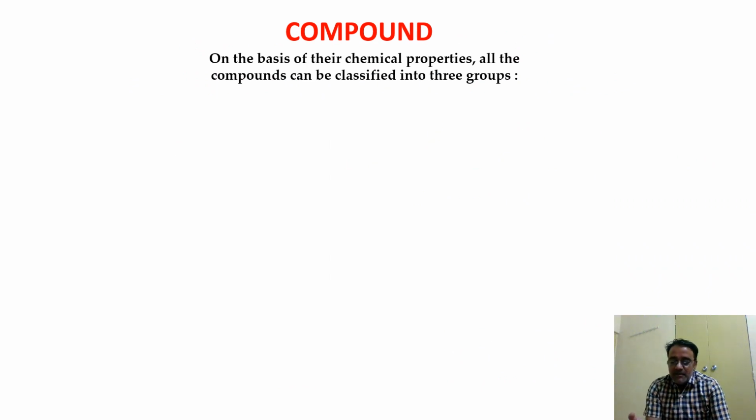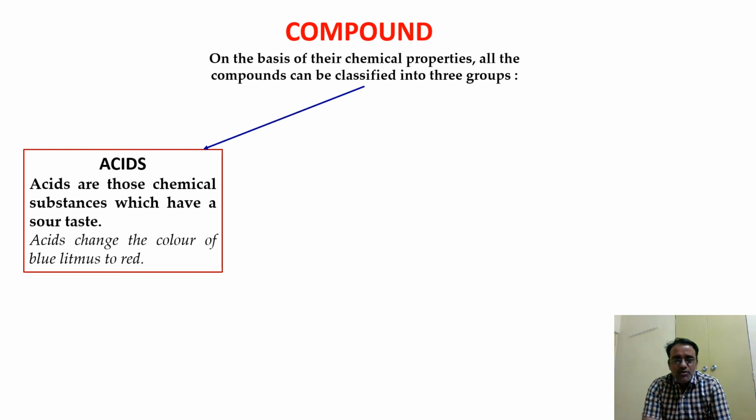Many elements combine to form a large number of compounds. On the basis of their chemical properties, all the compounds are classified into 3 groups. This is the first group. That first group is acids.